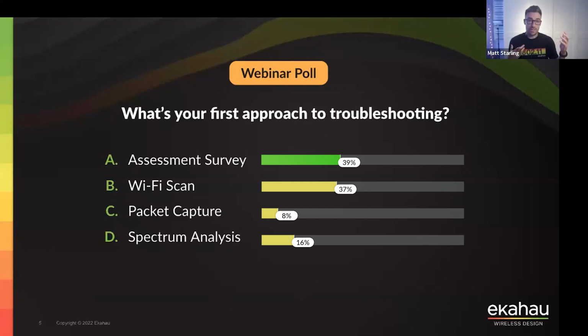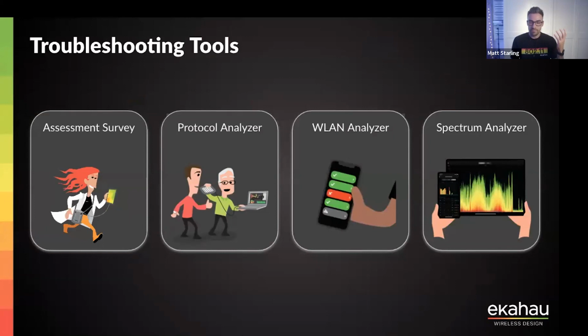I kind of agree. I thought the most popular one was going to be doing the assessment survey, and then I did think Wi-Fi scan would probably be up there. And then between packet capture and spectrum analysis, yeah, I thought it might be a bit of a tight, close call there. But very interesting results indeed. So let's take a look at some of those approaches in a little bit more detail.